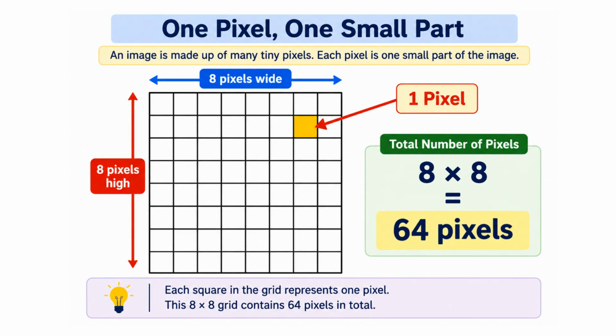To find the total number of pixels, we multiply the width by the height. 8 times 8 equals 64. So this image contains 64 pixels in total. The highlighted square shows just one pixel, one tiny part of the entire image. So remember, each square represents one pixel, and an 8 by 8 grid contains 64 pixels.